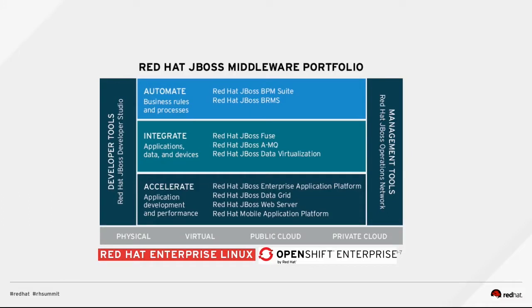All right, so this is a little bit of an overview. Let's shift gears a little bit to talk about how you can use Red Hat JBoss middleware to secure your applications and your data. So just an overview of the middleware portfolio. We categorize our product portfolio in 3 pillars: accelerate, integrate, and automate. Accelerate comprises our Java EE app server, JBoss Enterprise Application Platform, our in-memory data grid, JBoss Data Grid, JBoss Web Server, which is an enterprise version of Tomcat, and the Red Hat Mobile Application Platform.